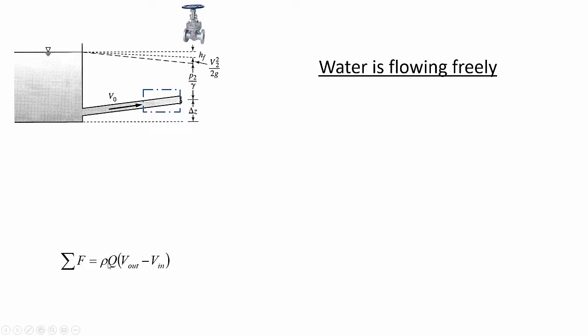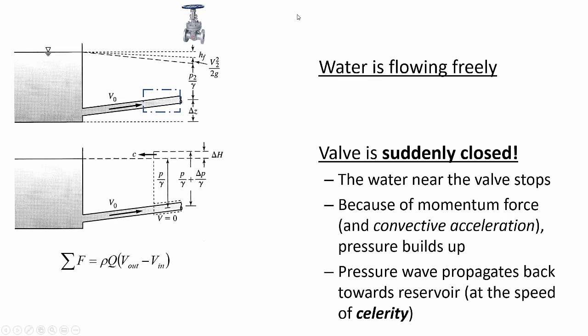So if we're describing how many kilograms per second is going through this control volume, then the force imparted by the fluid would be the difference between the outflow and the inflow. Right now, as long as the water is flowing freely, the velocity out and the velocity in are the same, so there's no shock wave yet. They talked about it as a hammer, like 100 pounds of water is flowing through this and it's suddenly stopped. It's going to hit that valve with the force of a 100-pound hammer. But so far it's flowing freely until the valve is suddenly closed.